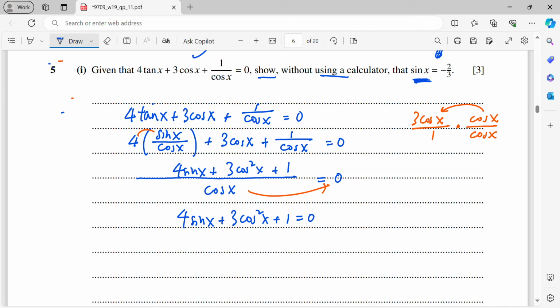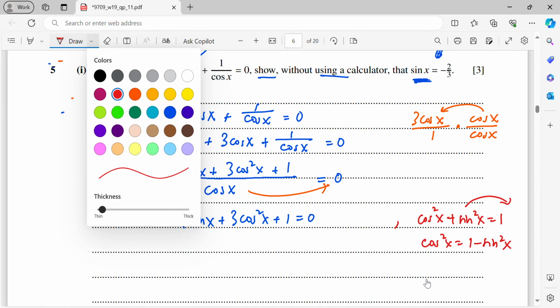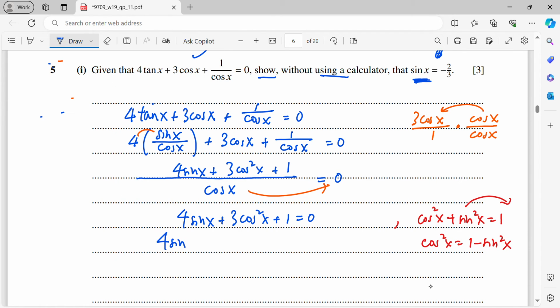And now since we need to show sine x, I should get the equation in terms of sine x. So the cos square x will be replaced by an identity. We have the identity cos square x plus sine square x equals 1. Therefore, to get cos square x as the subject, this sine square x will be moved to the other side. So I get cos square x equals 1 minus sine square x. So then you will be getting 4 sine x plus 3 of 1 minus sine square x, then plus 1 equals 0. Okay, and now do expansion.